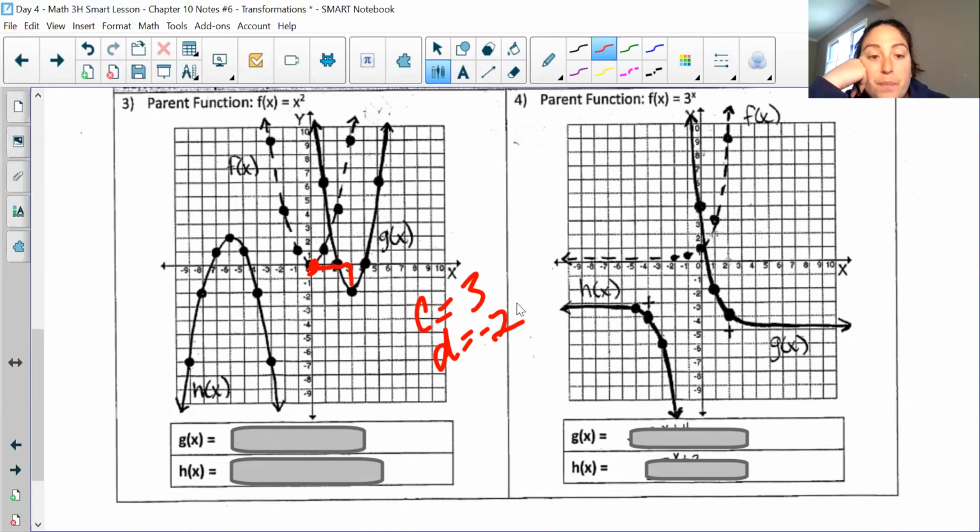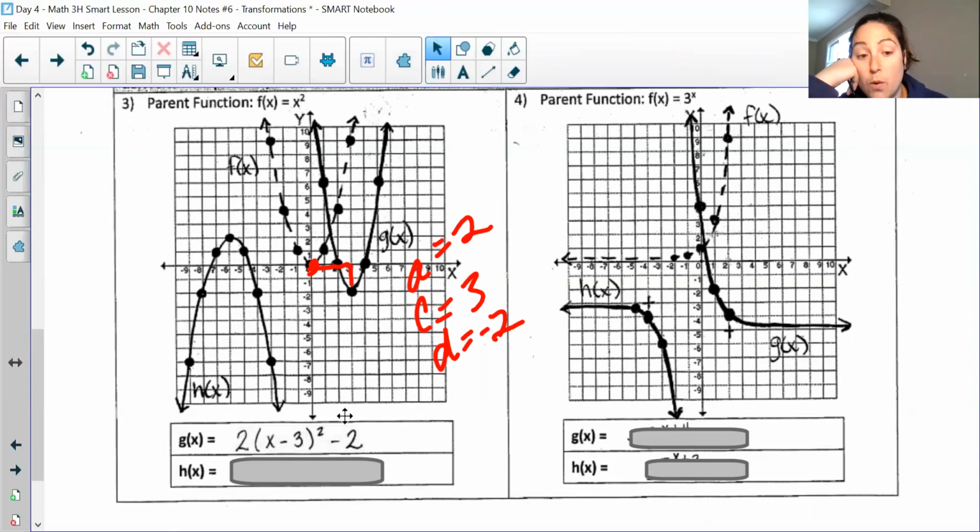And then it looks like our vertical stretch is 2, because with our parent function, normally you go right 1 up 1, right 1 up 3, right 1 up 5, but instead we went right 1 up 2, right 1 up 6, and if we kept going, it'd be right 1 up 10, but we ran out of graph. So our vertical change is being multiplied by a scale factor of 2, which means our a value is 2. So we end up getting 2 times the quantity x minus 3 squared minus 2, once we substitute that into our transformation equation.